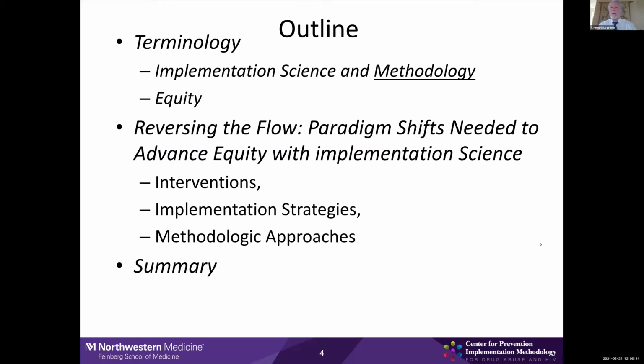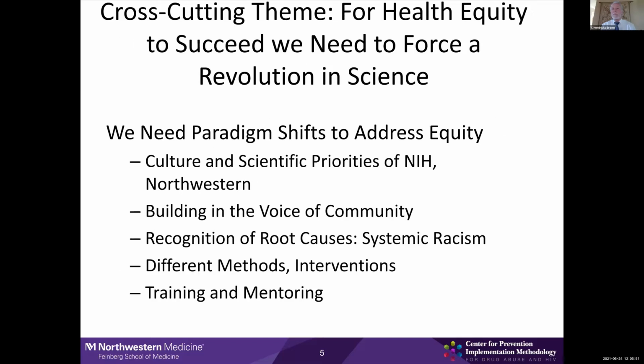So here's the outline of what I'm going to talk about today. I'm going to start with terminology, talk a little bit about implementation science, some of the elements of that, and particularly around methodology, because we have a center on methodology. We'll talk about equity and a couple of issues related to that, including what we've been calling scientific equity. And then we'll get to the content of reversing the flow, paradigm shifts that are needed to advance equity and implementation science. And we'll talk about interventions, implementation strategies, and methodologic approaches. Then we'll go into a summary.